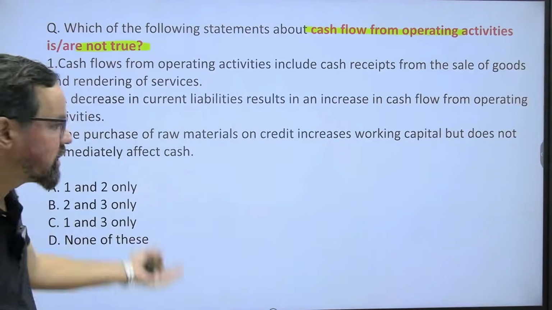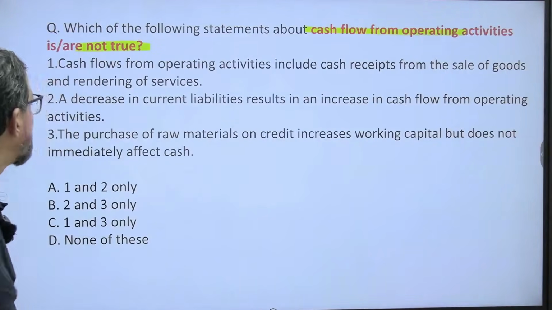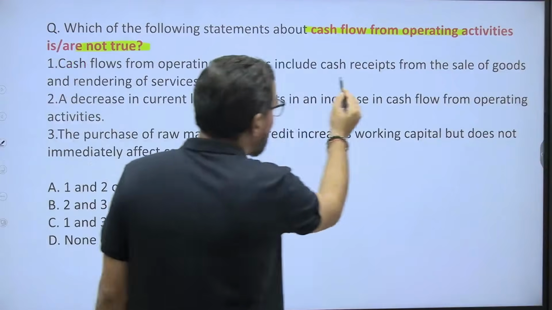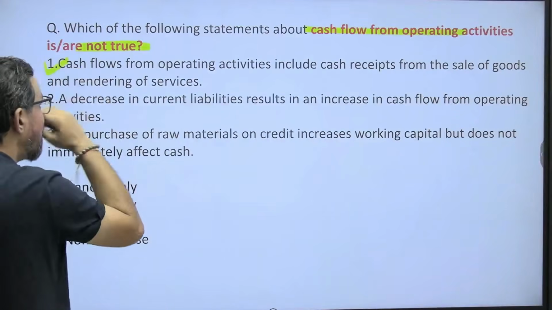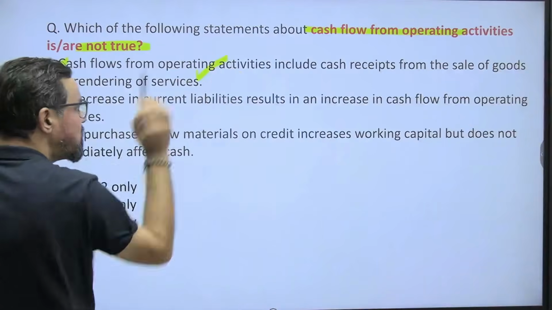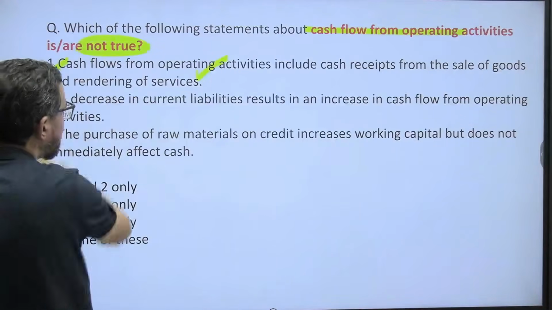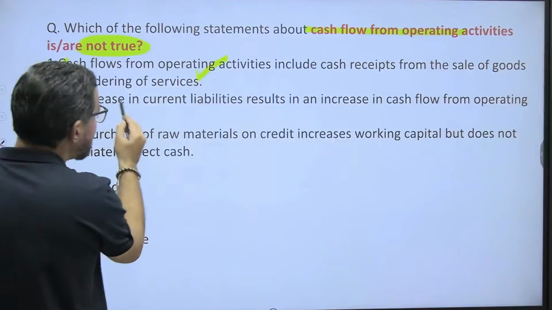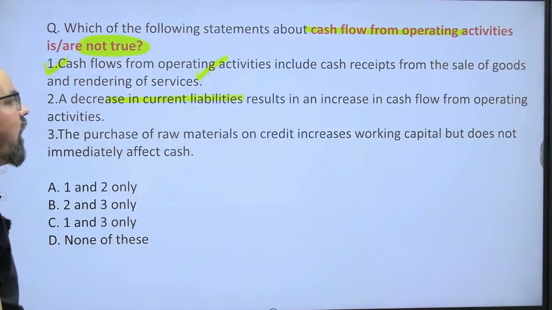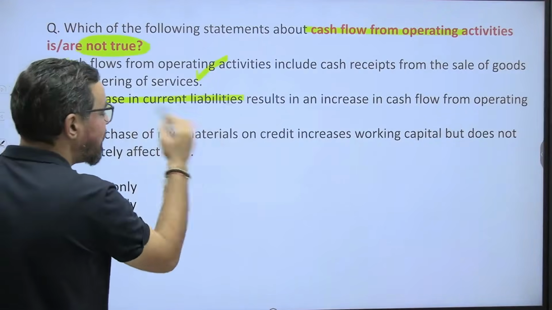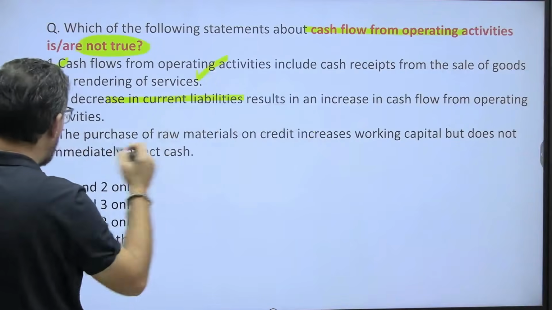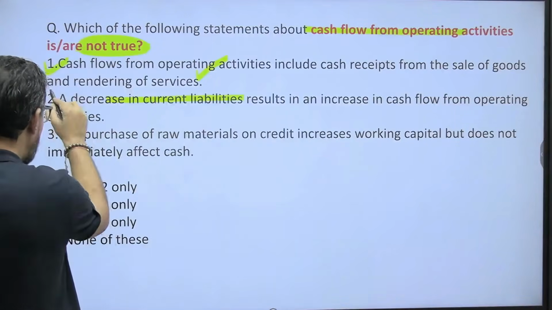Incorrect statement. This kind of question, 1 mark. So cash flow from operating activity includes cash received from sale of goods and rendering services. It is true. We have to find out the incorrect statement here. The decrease in current liabilities results in an increase in cash flow from operating activities. So this is wrong. It should be, a decrease in current liability will decrease the cash flow. Yes, so this should be wrong.